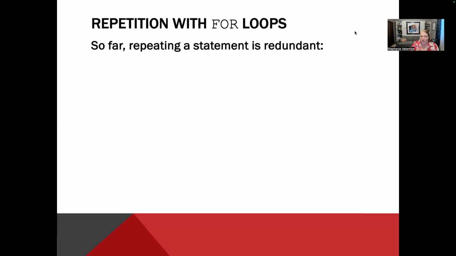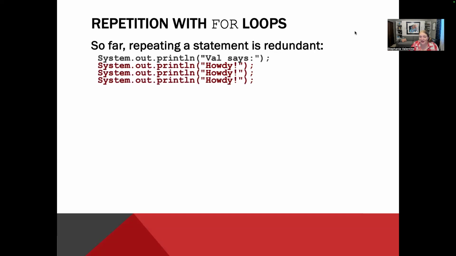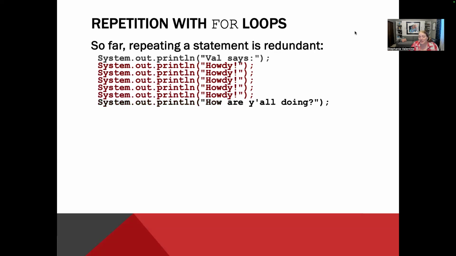So far in the code that we've seen before, whenever we want to repeat a statement, it's pretty redundant. We say System.out.print something, and then I'm going to say howdy and howdy and howdy and howdy and howdy. And if I'm going to do that many times, we have to print it out that many times. And what if instead of howdy, I suddenly started saying sup or something?